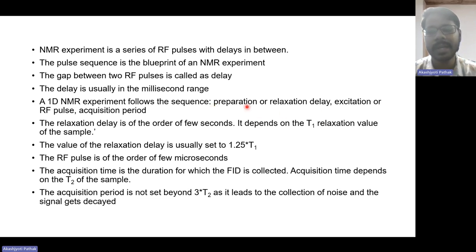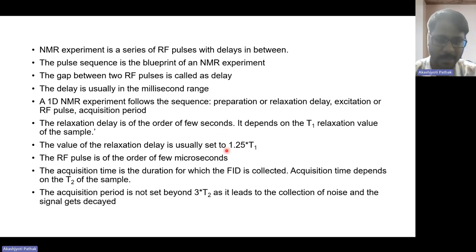After this period, there is an excitation or RF pulse. In the preparation or relaxation delay, you allow a certain time, and there you apply the magnetic field. Once you apply the magnetic field, the nuclei distribute between the two states, the alpha state and the beta state. Then the excitation RF pulse is applied. These are short bursts of RF pulses, and then there is an acquisition period during which the FID is collected. The relaxation delay is of the order of few seconds.